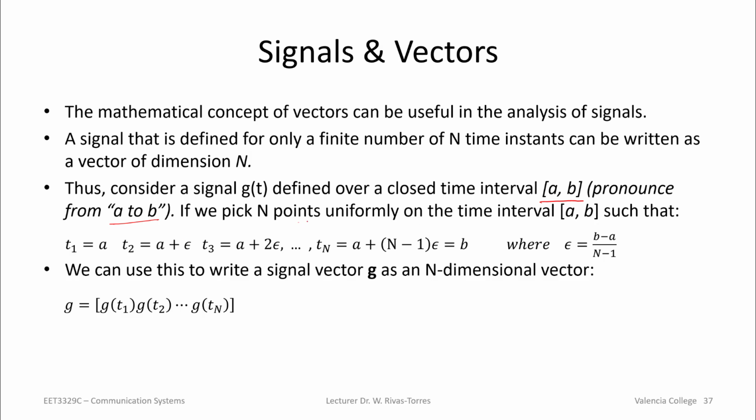So if I pick n uniform points in an interval A to B, I'll have a point at T1 that we call A, at T2 with A plus epsilon. I could have written delta. Or T3 at A plus 2 epsilon, so on and so forth, up to T of n, where you have A plus n minus 1 epsilon, which will equal B. What is the value of epsilon? Well, if I know how many points I want, epsilon evaluates to B minus A over n minus 1.